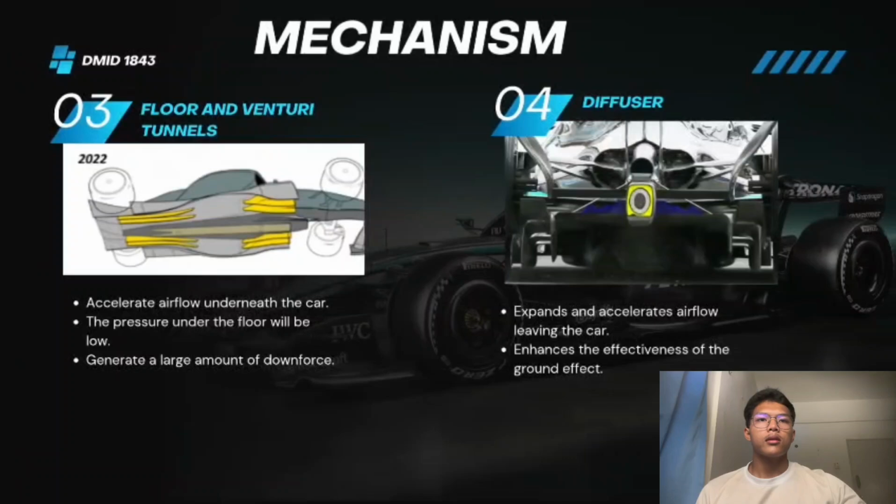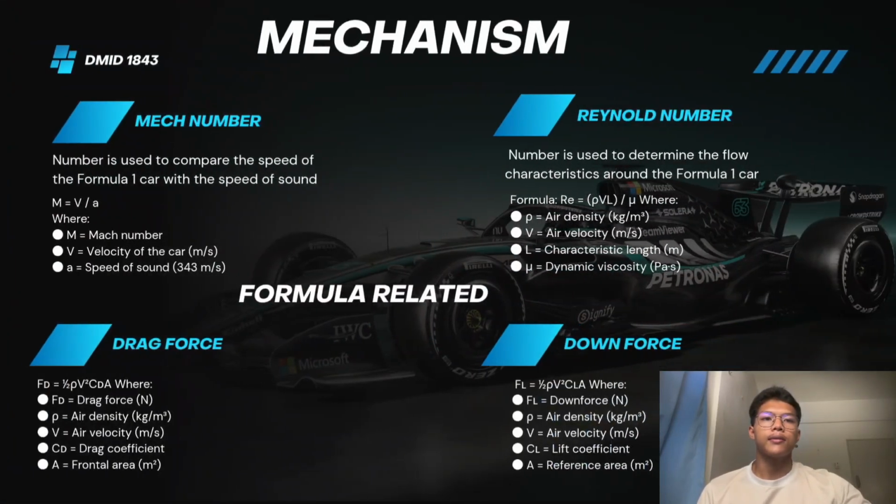In conclusion, the front wing, rear wing, floor and venturi tunnels, and diffuser are the main external flow mechanisms in a Formula 1 car. These components work together to manage airflow, generate downforce, reduce drag, and improve the overall performance and stability of the vehicle during racing.